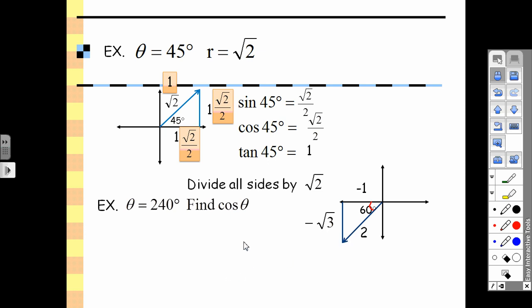So once we figure that out, we can say, what is the cosine of theta? Well, we're using our reference angle and reference triangle to figure that out. So when we look at this, the cosine of this angle is going to be adjacent over hypotenuse. So the cosine is going to be negative 1/2.